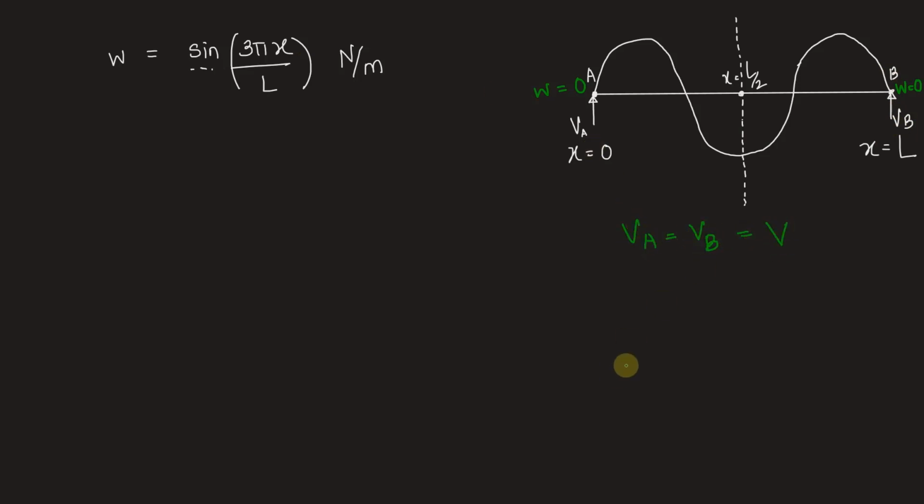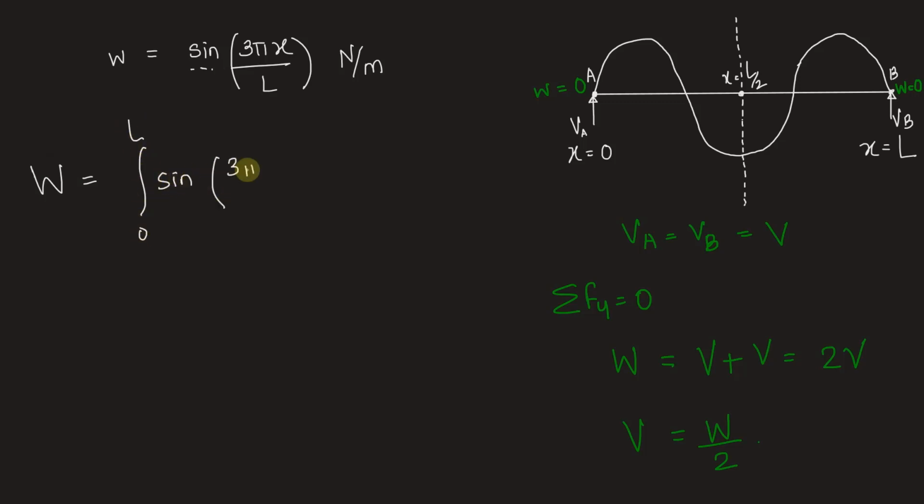Let that be V. So if this total load is capital W, by applying summation Fy equal to 0, we have capital W equal to V plus V, which is 2V. Now we can find V if we find the total load acting on it, just by taking half of the total load. So let's find out the total load by integrating the load from 0 to L. So the total load W will be equal to the integration from 0 to L of sin(3πx/L) with respect to x.